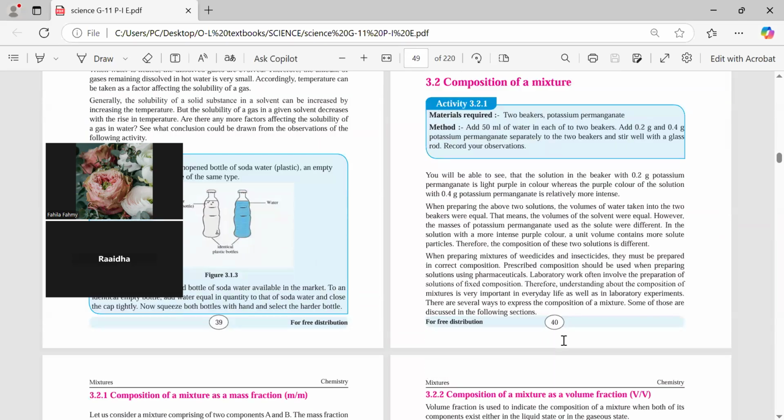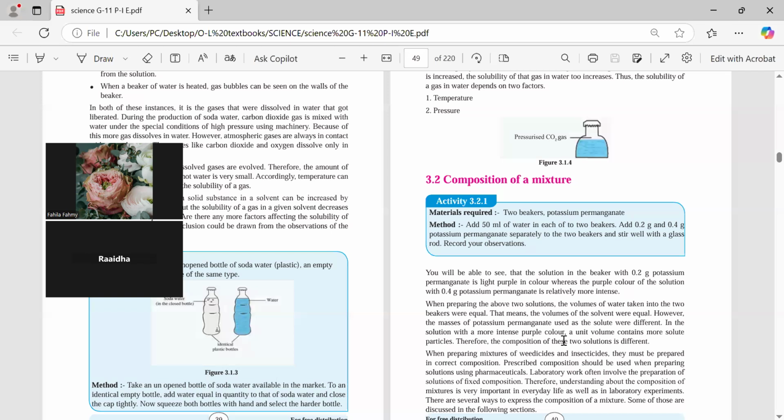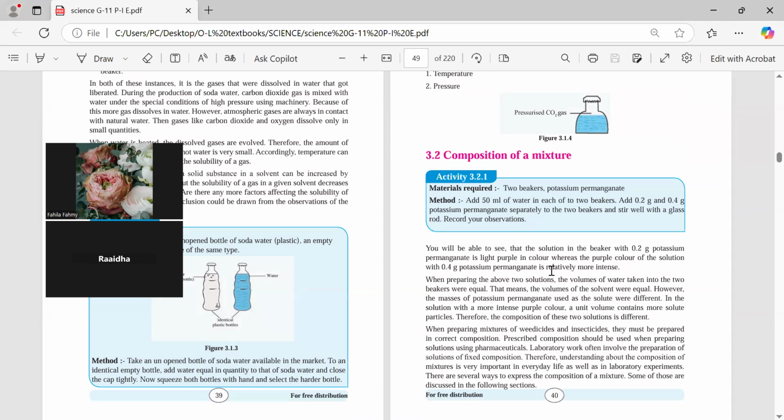Okay, where we'll be learning about composition of mixtures. Okay, Moaz is also here. So let's admit him. He will be just a listener. Okay, right. All right. Okay, composition of mixtures.